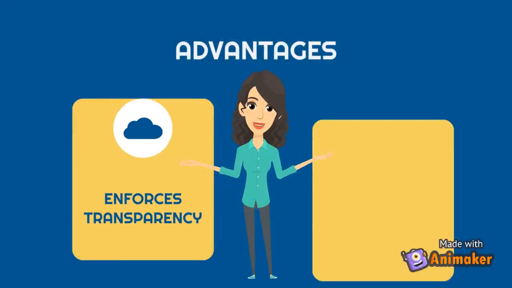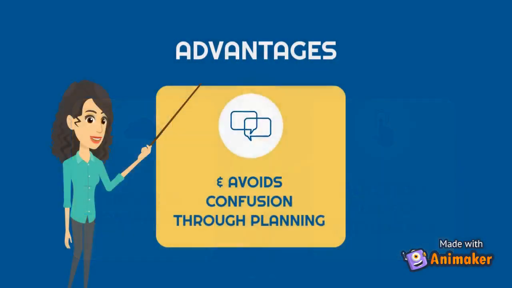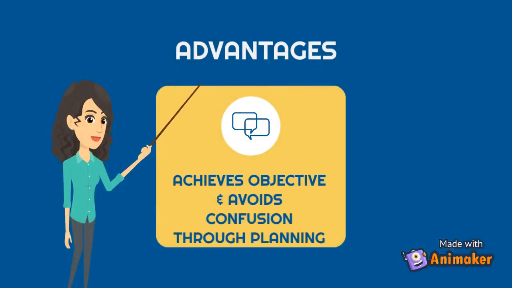Next, an advantage of Scrumban is that it enforces transparency. This lets everyone in the team see what is going on, what they need to be working on, and who their work depends on at a glance of our project management software. Next, it identifies and reduces bottlenecks. The last advantage of Scrumban is that it achieves objectives and avoids confusion through planning.